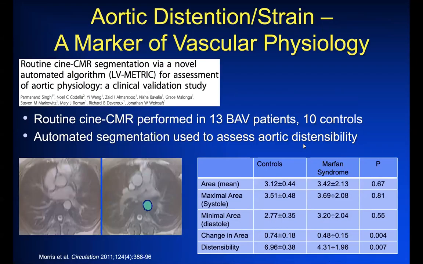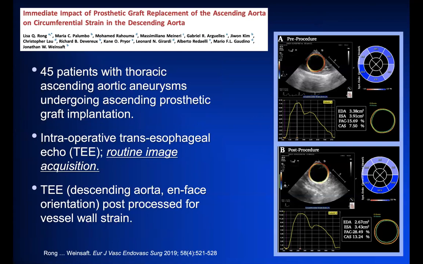In subsequent research, we've been particularly interested in looking at biomechanical forces on the aorta. Here's an initial proof of concept study in which we looked at 13 BAV patients and 10 controls, looking at distensibility. We compared those BAV patients as well as controls to patients with Marfan syndrome. And you can see the data for that on the bottom right. One can see differences in change in area between Marfan patients and controls, as shown on the bottom, with greater stiffness in the Marfan patients, and lesser distensibility. This is based on strain imaging for the descending aorta.